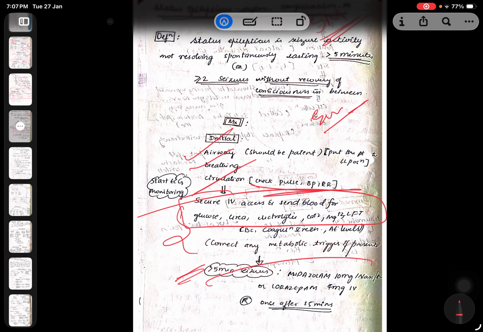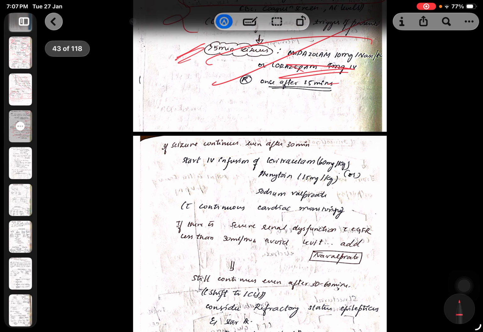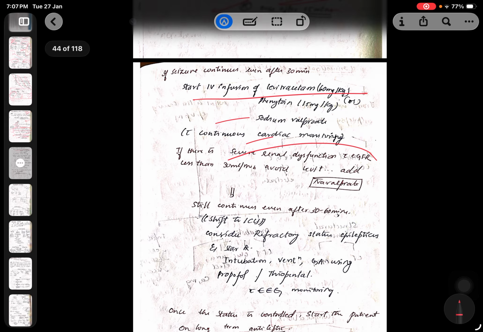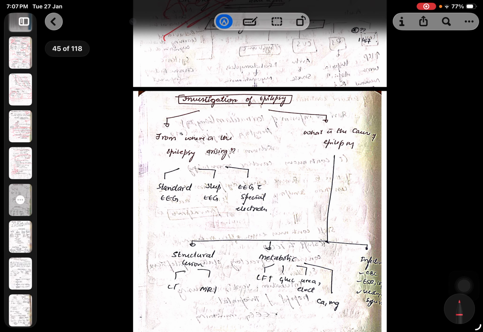But once we get the IV access, we start with lorazepam. Again we repeat. Again, if you are unable to manage, then we shift the patient to ICU. So based on that, first is midazolam or lorazepam. Again, if it's continuing, then you start with IV infusion of any of these. Then if it's severe, you go with valproate. Then if it's responding to none, then it's refractory status epilepticus, for which you need to do intubation and use anesthetic drugs.